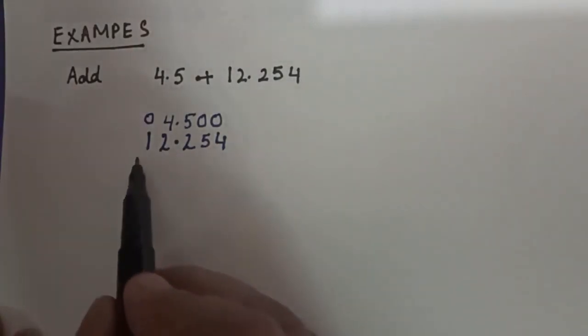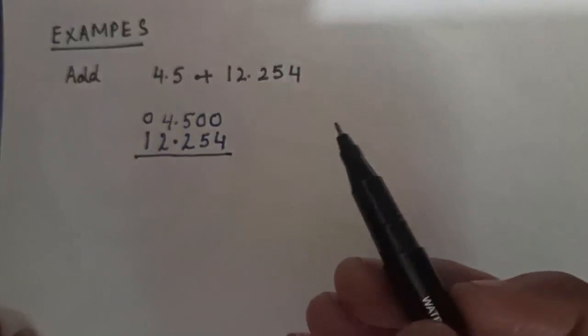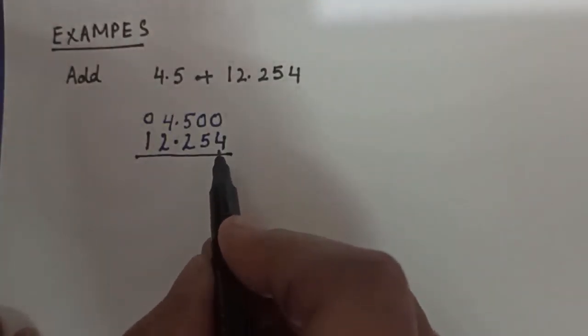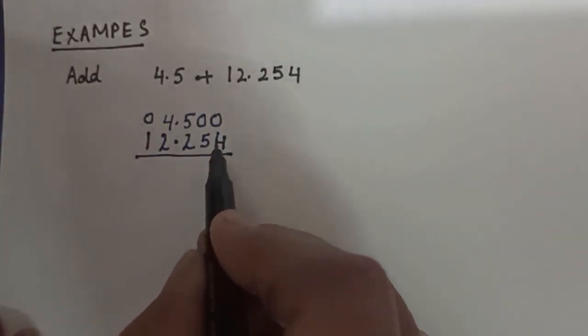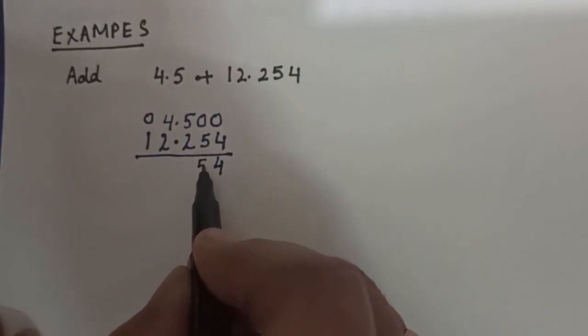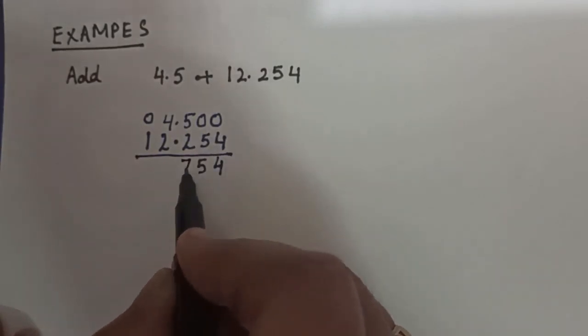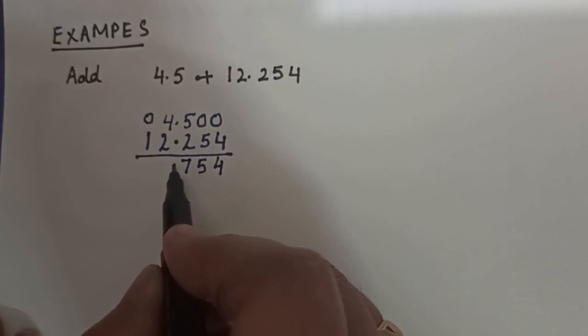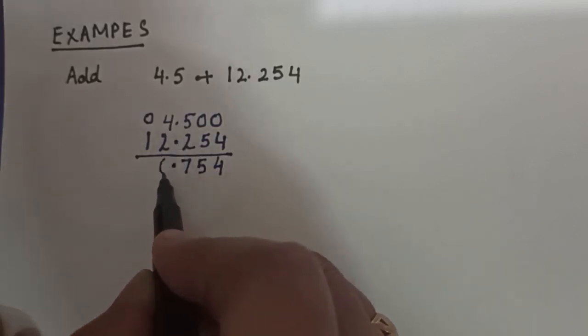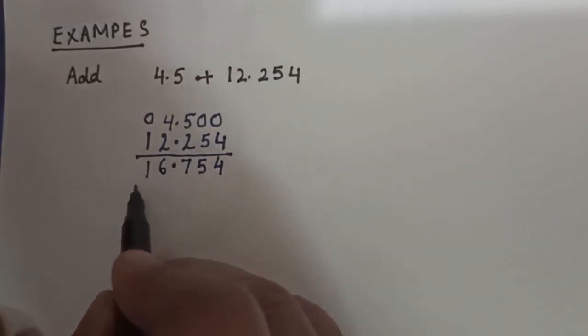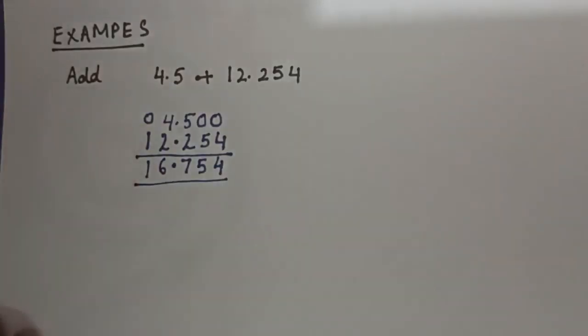Alright, now we will add the numbers like we do in simple numbers. 0 plus 4, 4, 0 plus 5, 5, 5 plus 2, 7, decimal at its own place, 4 plus 2, 6 and 1. This way we add two numbers.